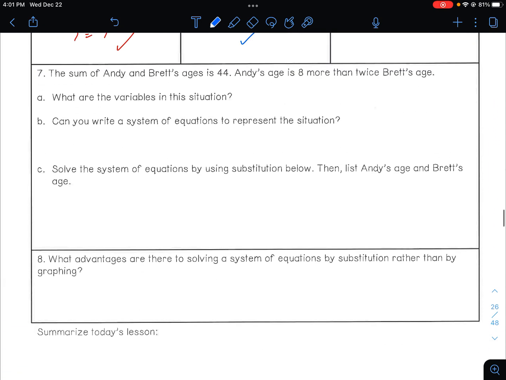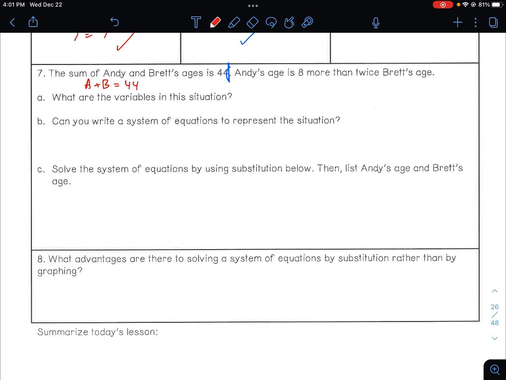All right, number 7. The sum of Andy and Brett's ages is 44. Andy's age is 8 more than twice Brett's age. What are the variables in this situation? My goodness. So we have 2 equations. The red one, the sum of Andy and Brett's ages, is Andy's age plus Brett's age. When I add them up, it equals 44.